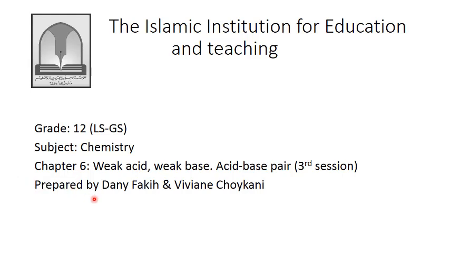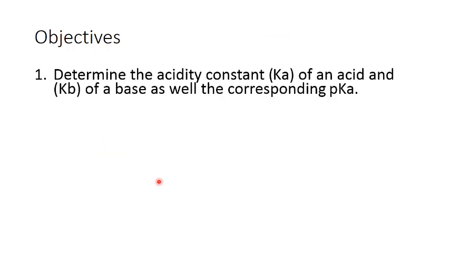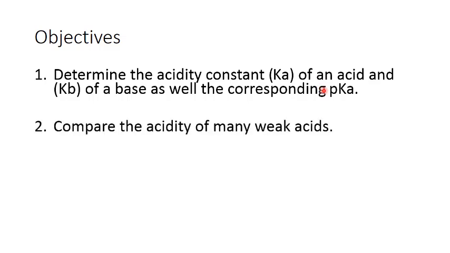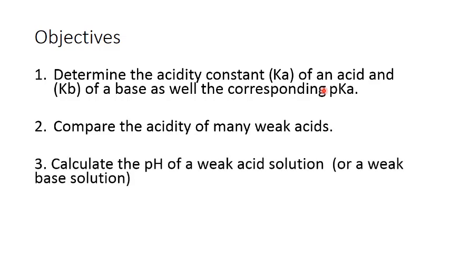Okay, hello everybody. Again, we have to explain today the third session of Chapter 6, which is about weak acid and weak base. So let's start by listing our objectives. Today we have three objectives to be covered. First of all, to determine the acidity constant Ka of an acid and Kb of a base, as well as the corresponding pKa. The second objective is to compare the acidity of many weak acids, and the last is to calculate the pH of a weak acid solution and of a weak base solution.